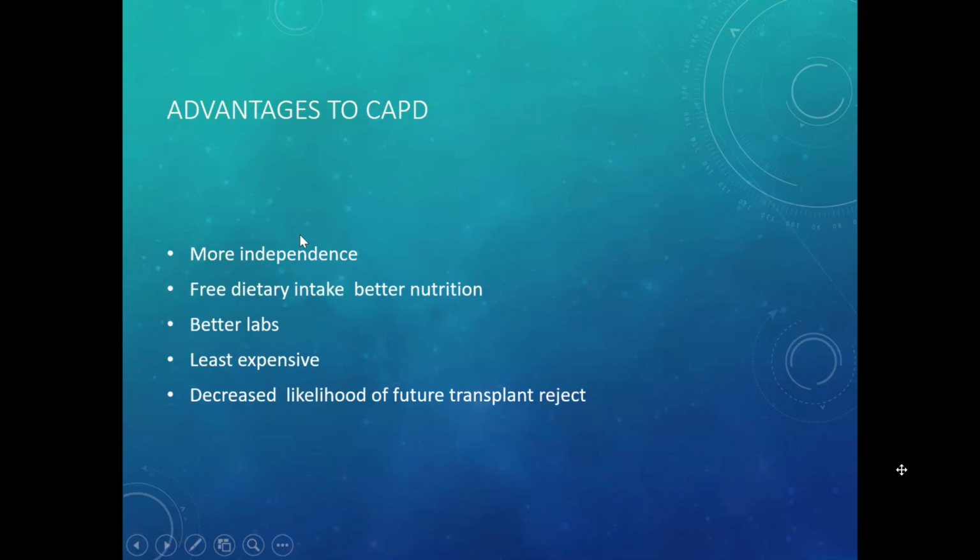What's the advantage? More independence. They can eat a little bit better. Maybe their kidneys aren't quite as bad as the hemodialysis patient. Typically, their labs get a little bit better. Obviously, when they're doing peritoneal dialysis, that's the point of it. It's the least expensive, decreased likelihood of future transplant rejection. So again, maybe we can catch the patient in an earlier stage of kidney disease, and this works for a while. Sometimes it doesn't work for patients, and the doctor says, hey, you need hemodialysis. This is not working for you.